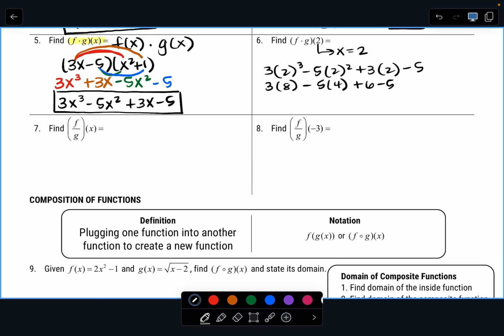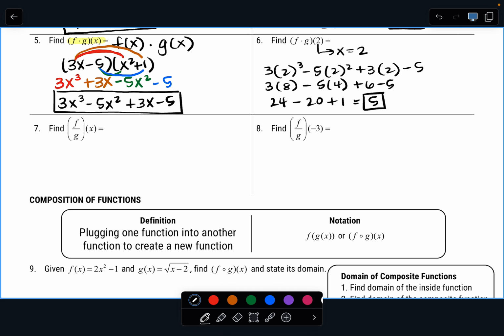So just to simplify this, I'm breaking this down as much as I possibly can. 24 minus 20. And then I'm going to combine that 6 and that negative 5, and I'm just going to say plus 1. So what is 24 minus 20? 4. And what is 4 plus 1? 5. So we get 5.